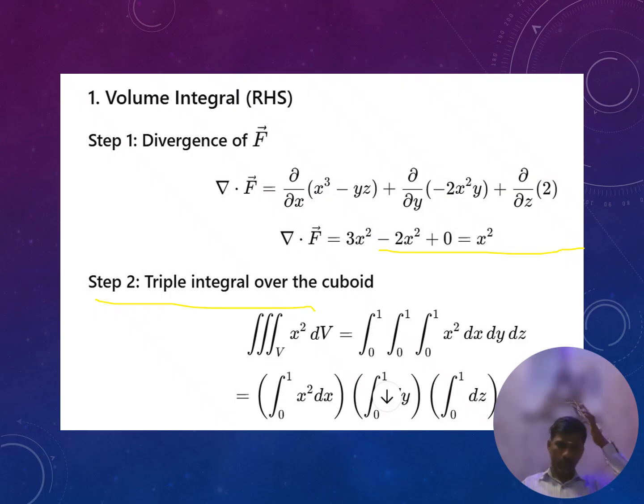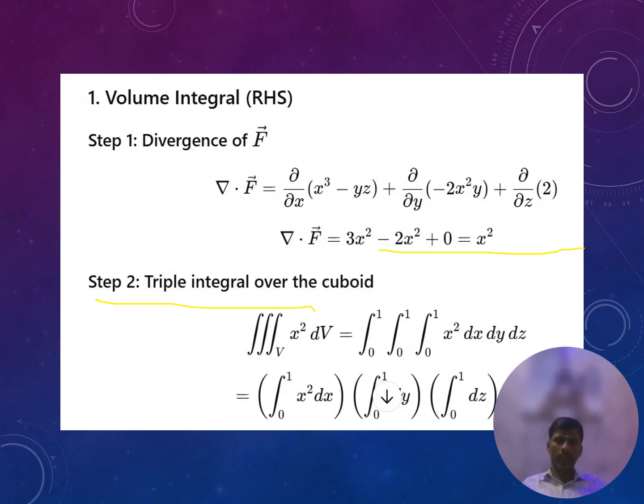Step number 2. Triple integral over the cuboid. The triple integral over V of x square dV is equal to, so we can find del dot F is equal to x square.